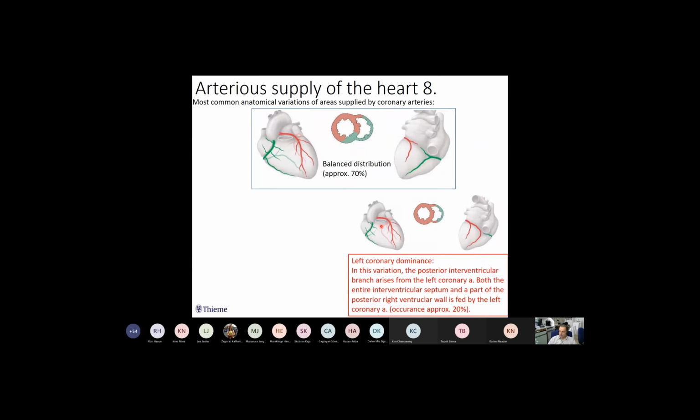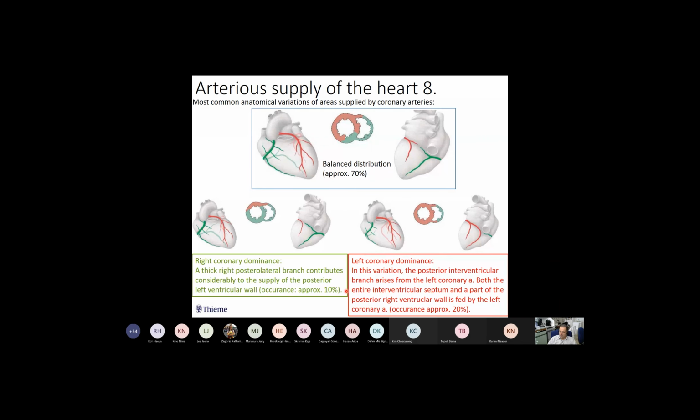In this case, of course, the left coronary artery has a greater significance. So if the left coronary gets blocked or sick or constricted or narrower, you have a bigger problem with the left ventricular function. This is a little bit more common than the situation where the right coronary artery is stronger.